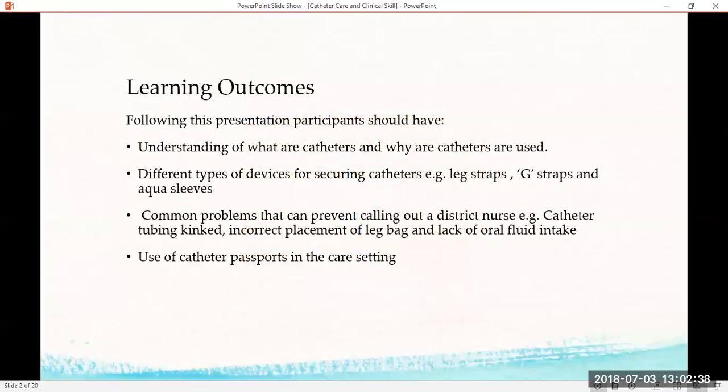There we go. So from our presentation today, we are hoping that you will have a better understanding of what catheters are and why we use them. Also, the different types of devices we use for securing catheters. So there's a couple of examples there for you. And then we're looking at some of the common problems that we find as district nurses for call-outs for catheters. And then we've also got just a small slide at the end just surrounding catheter passports, which are quite new in the community setting, and I'm sure you'll start to see them become more widely used.